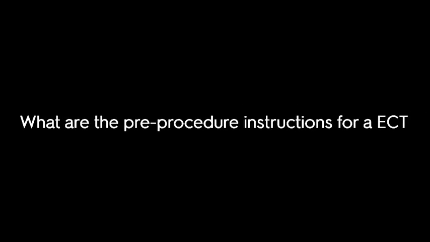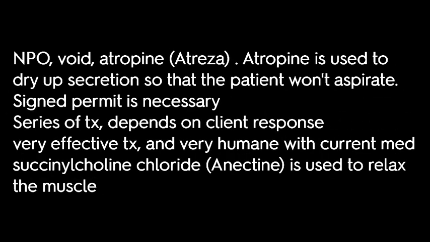ECT is done for people with mood disorder and can induce what? It can induce a grand mal seizure for severe depressed and manic episodes. What are the pre-procedure instructions for ECT? NPO, void, atropine. Atropine is used to dry up secretions so that the patient won't aspirate. A signed permit is necessary. The series of treatments depends on client response. It is a very effective and very humane treatment with current meds. Succinylcholine chloride is used to relax the muscles.